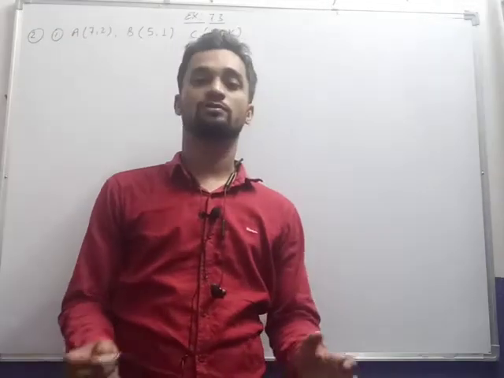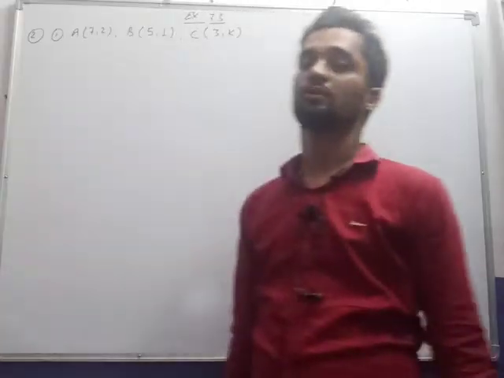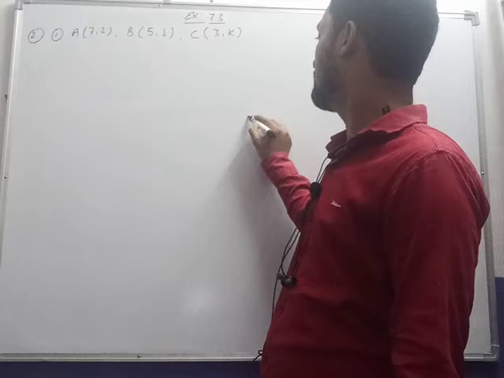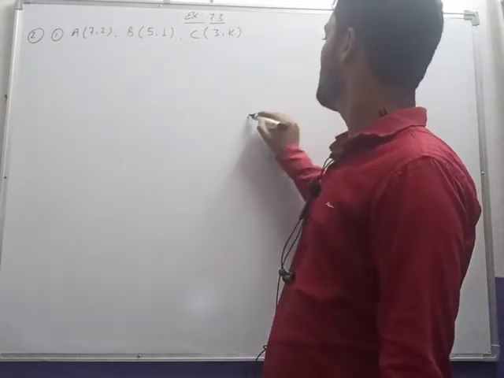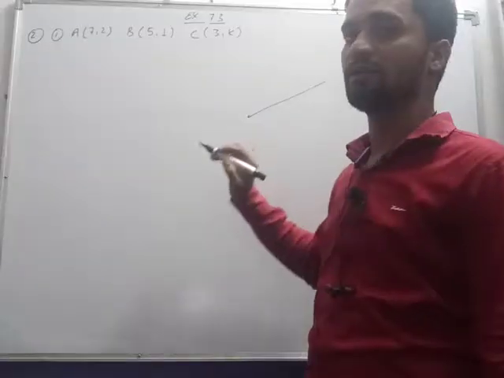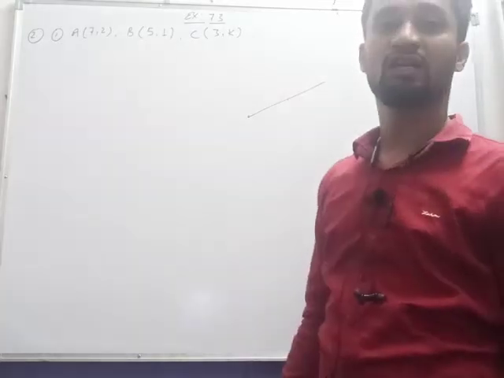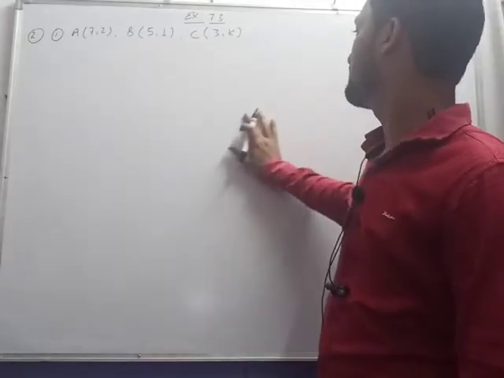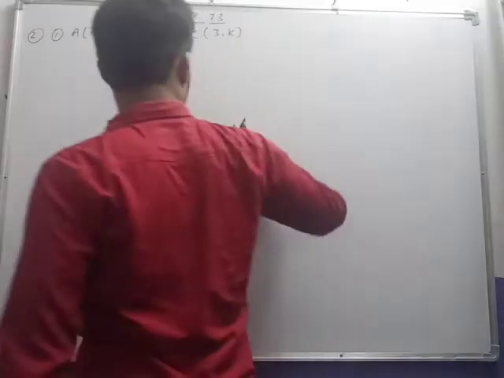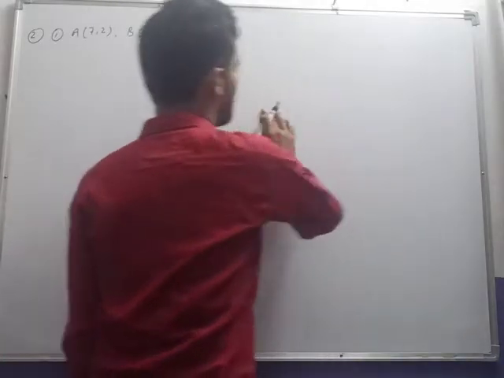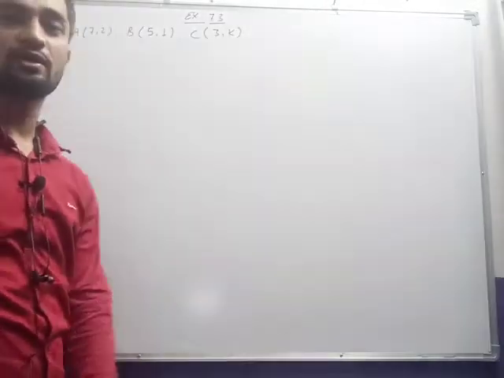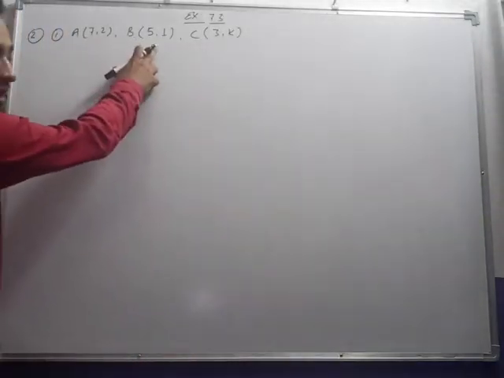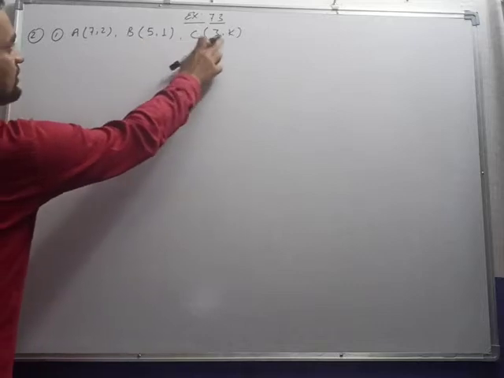If the points are collinear, then you should know the area of the triangle must be 0, because collinear means the points must be on the same line. If they are on the same line, they are not going to form a triangle. It means the area of the triangle must be equal to 0 when the points are collinear. So these are the given coordinates: x1 y1, x2 y2, x3 y3.